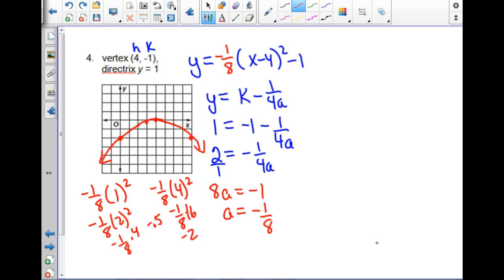And I did not hit my points very pretty, but oh well. It just looks lopsided because the graph's not even symmetric with that parabola.